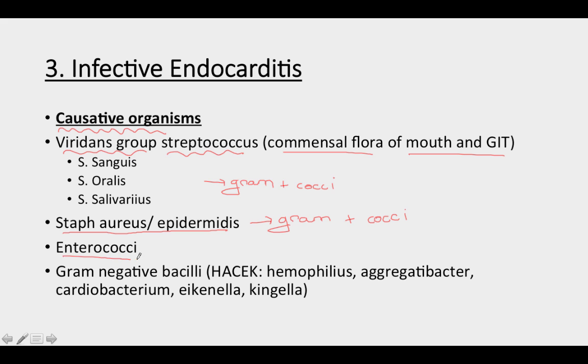You can have enterococci, and in the minority of cases, you have gram-negative bacilli. This group of gram-negative bacilli is called the HACEK group, because that spells out a mnemonic for the organisms. The HACEK organisms are responsible for a very small number of cases of infective endocarditis, but it is something you should mention, and it is something that your antibiotics will cover. So your antibiotics cover the gram-positive cocci and the gram-negative bacilli.